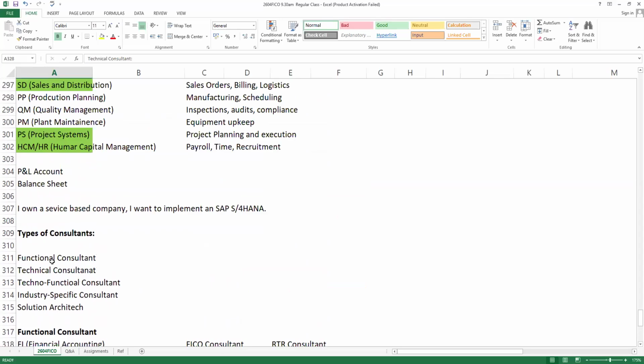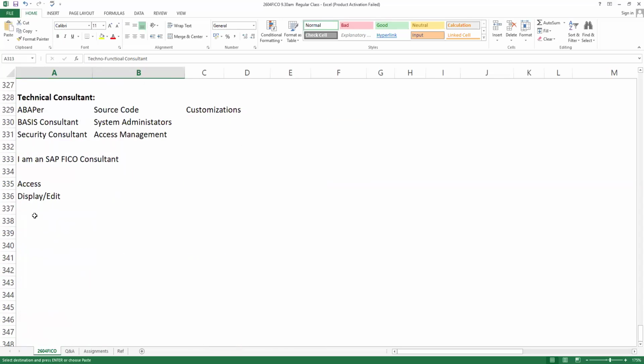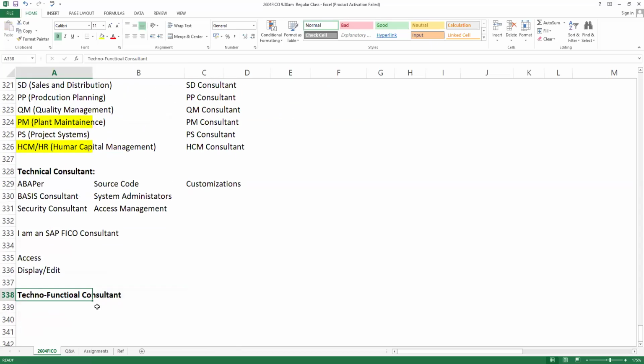We will quickly complete the other one, the techno-functional consultant. This is very simple. Recently my friend became a techno-functional consultant. He worked for Infosys. He is an SAP FICO consultant. He was not able to explain to the ABAPer what exactly the issue was, and he did not have faith in what the ABAPer was telling him. All the time he was bringing up some requirement, and it was taking much time.